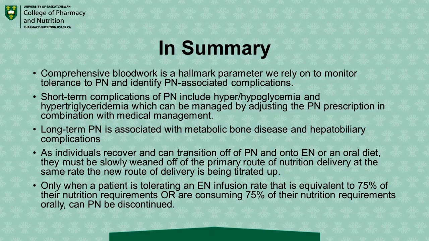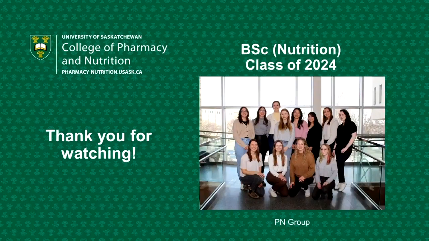As individuals recover and can transition off of PN and onto EN or an oral diet, they must be slowly weaned off of the primary route of nutrition delivery at the same rate the new route of delivery is being titrated up. Only when a patient is tolerating an EN infusion rate that is equivalent to 75% of their nutrition requirements or is consuming 75% of their nutrition requirements orally can PN be discontinued.